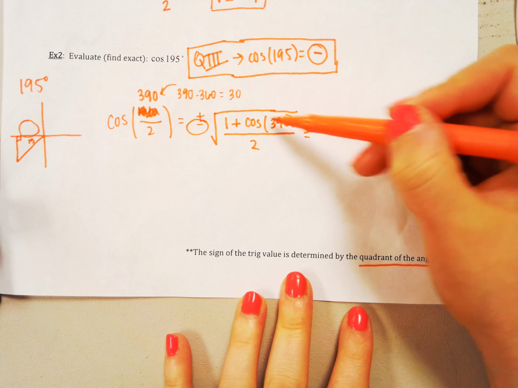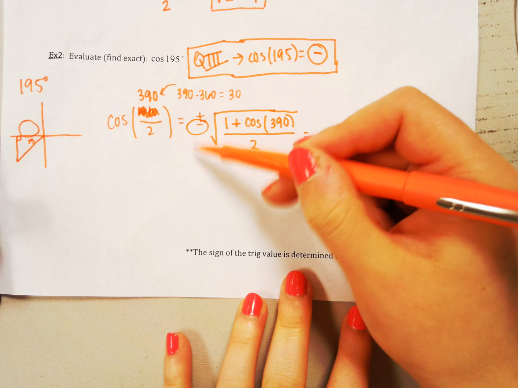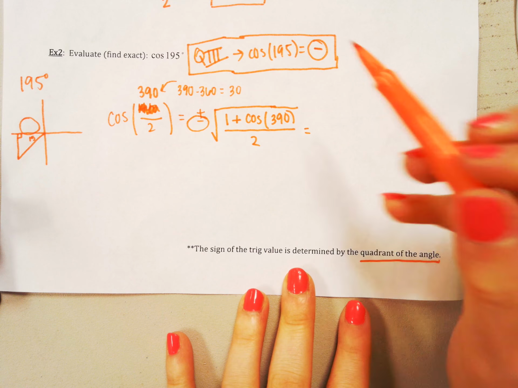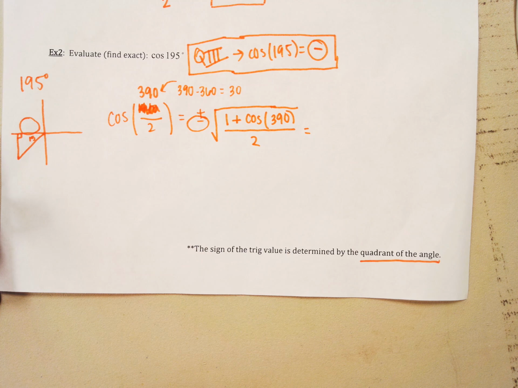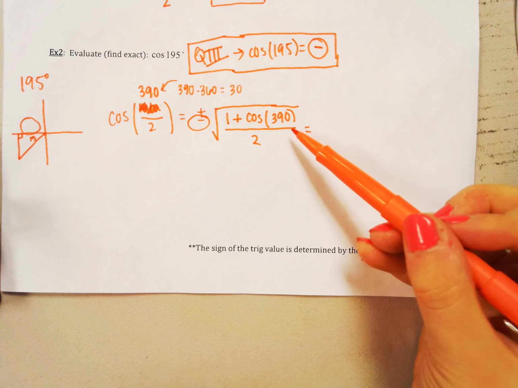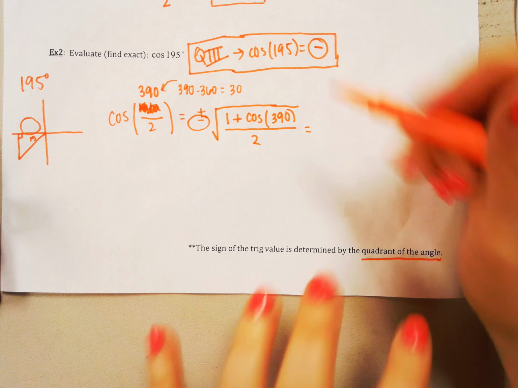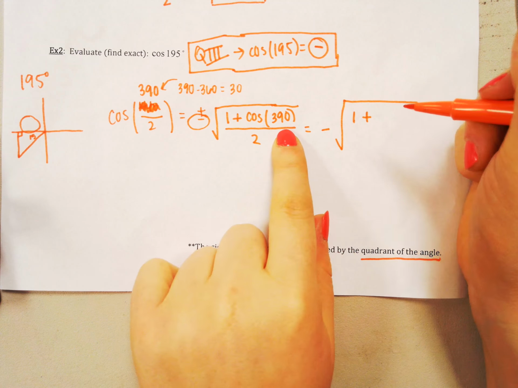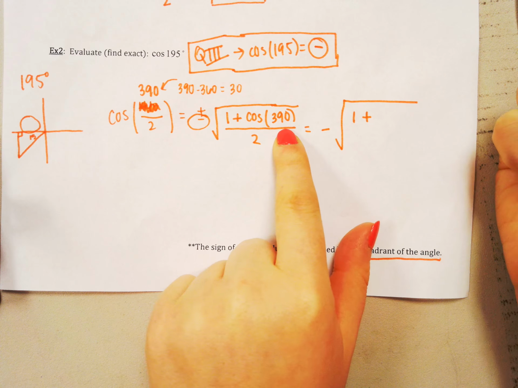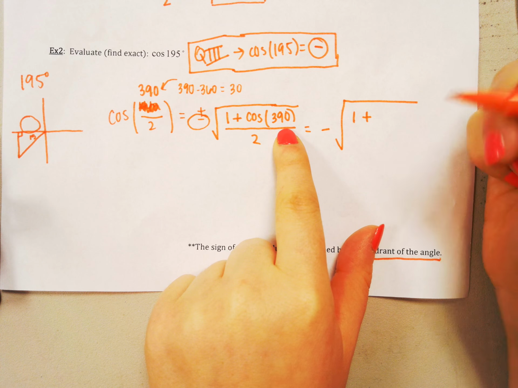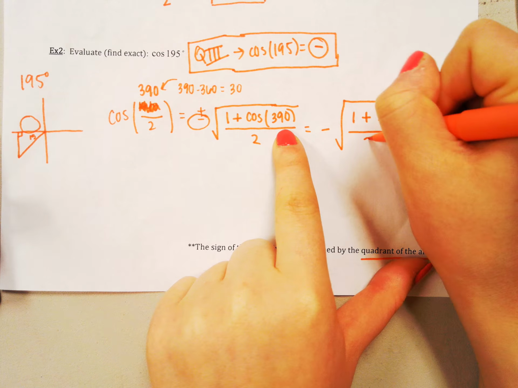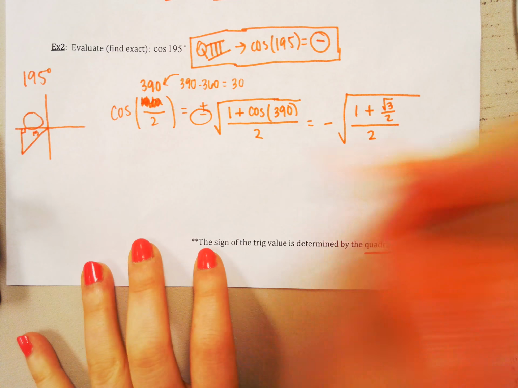Even though this answer is going to be positive, my whole answer, this plus or minus, is determined by the quadrant of the angle, not the quadrant of your new x value, your new angle that you're looking at. You have to go back to the original. So negative square root of 1 plus the cosine of 390, which is the same thing as the cosine of 30 degrees, should be root 3 over 2, all over 2. And we have to simplify that.